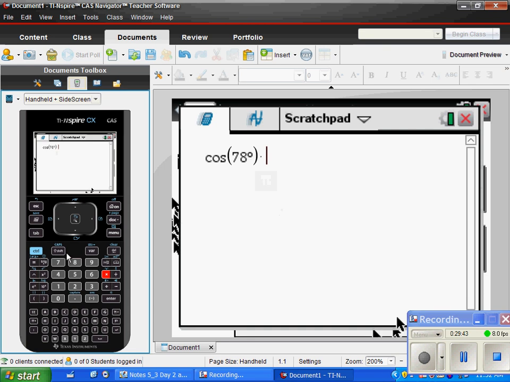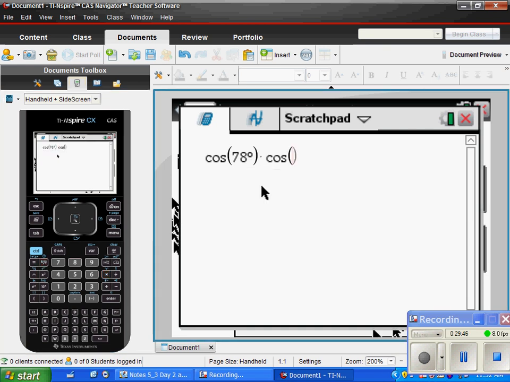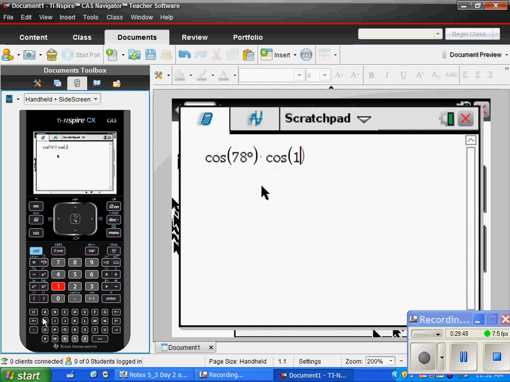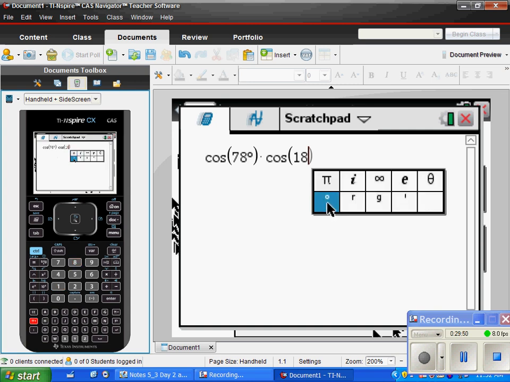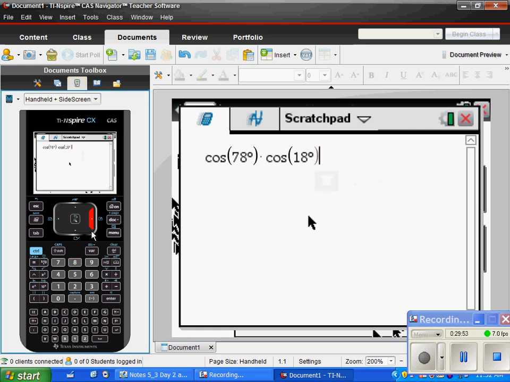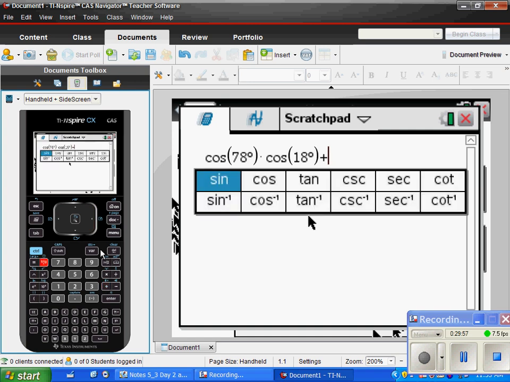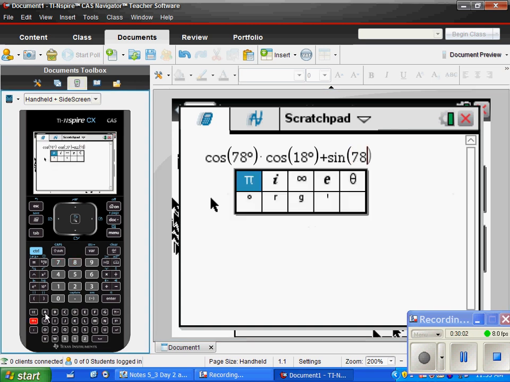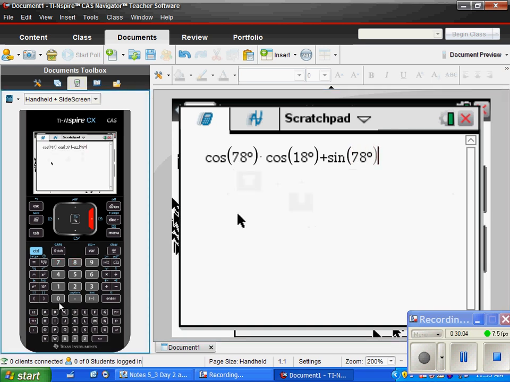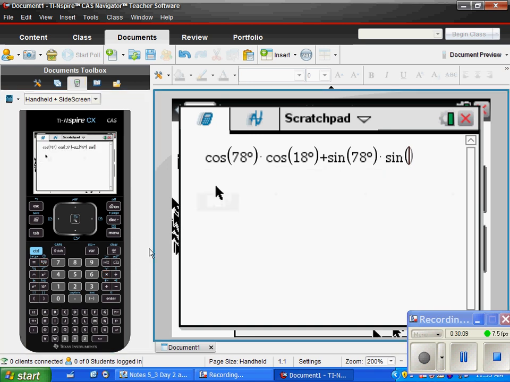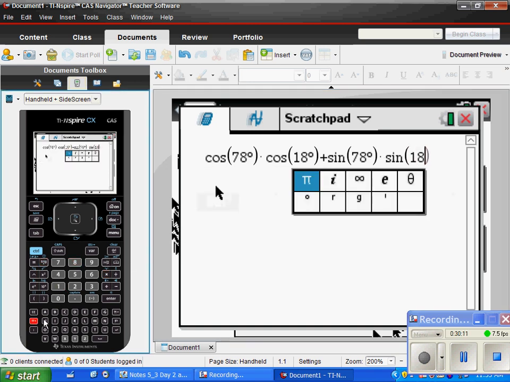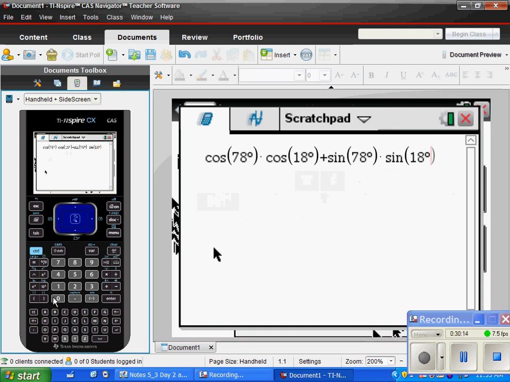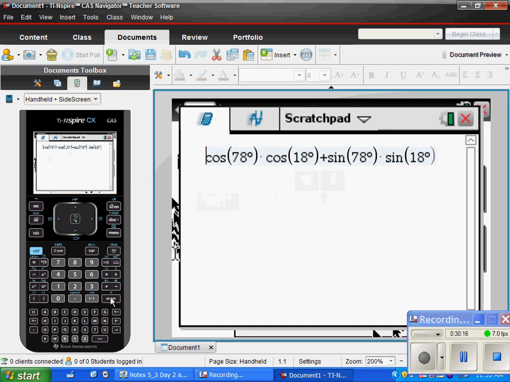I deal with that by putting the degree symbol, and cosine of 18, and again the degree symbol, get out of the parentheses there, plus, and we want to do the sine. So sine of 78, and get out of there, multiply by sine. It actually takes longer to type this than to do the problem using the formula. And we can press Control Enter or Enter.